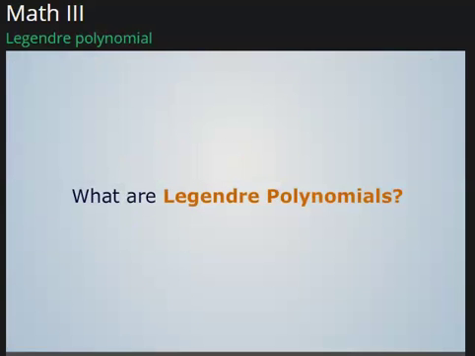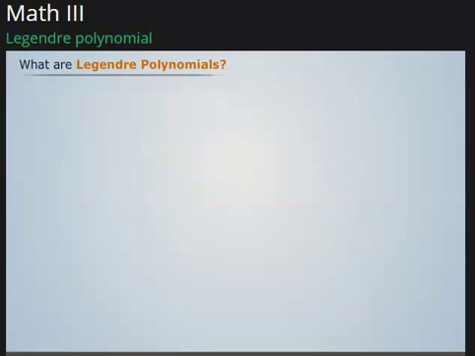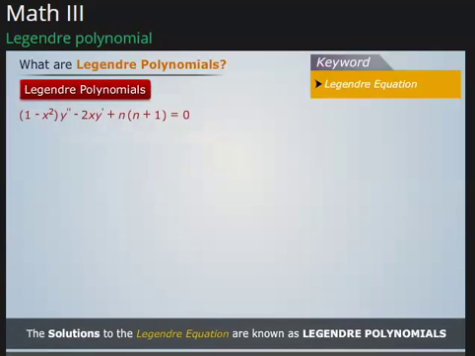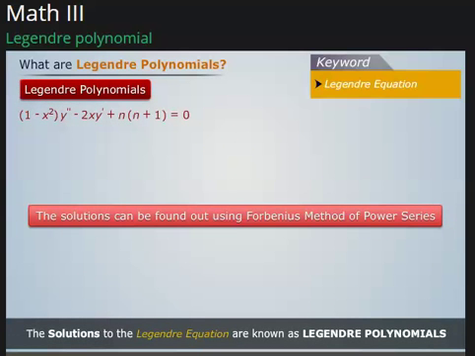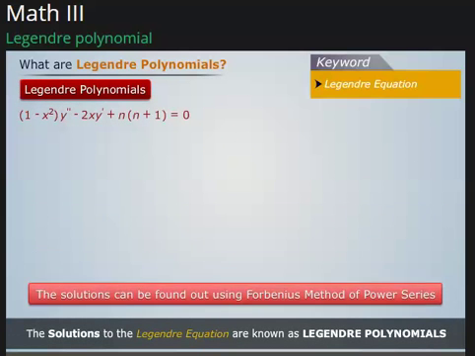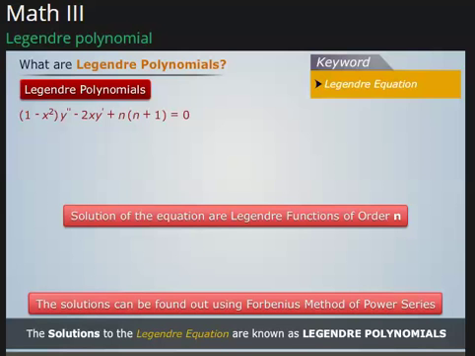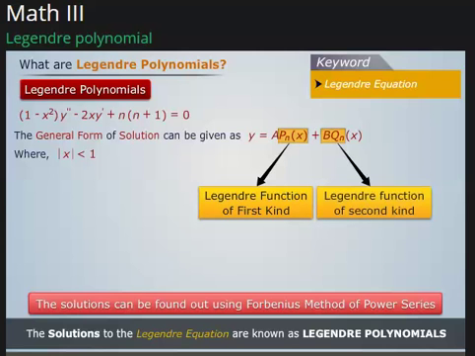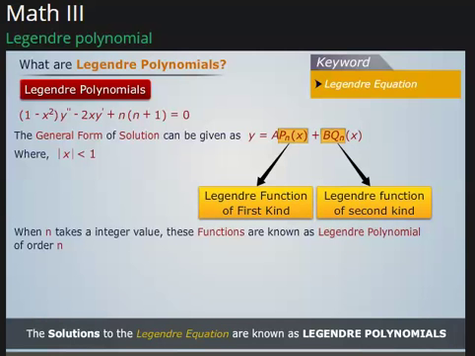What are Legendre polynomials? The solutions to the Legendre equation are known as Legendre polynomials. The solutions can be found out using Frobenius method of power series. Actually, the solution of the equation are Legendre functions of order n. The general form of solution can be given as, where the indicated terms are Legendre function of first and second kind. When n takes an integer value, these functions are known as Legendre polynomial of order n.